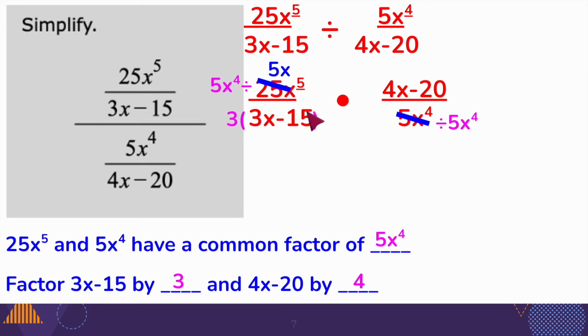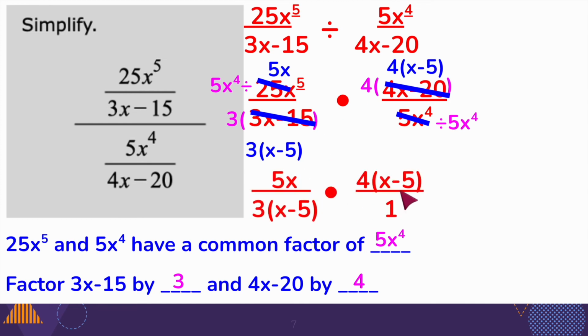Okay, so I'm going to divide this binomial by 3, and I'm going to be left with 3 on the outside here because I'm factoring it out. I'm dividing it away. 3x divided by 3 is x. Negative 15 divided by 3 is negative 5. Now I'm going to divide this binomial by 4. So I'm factoring out a common term for each one. 4x divided by 4 is x, and negative 20 divided by 4 is negative 5.